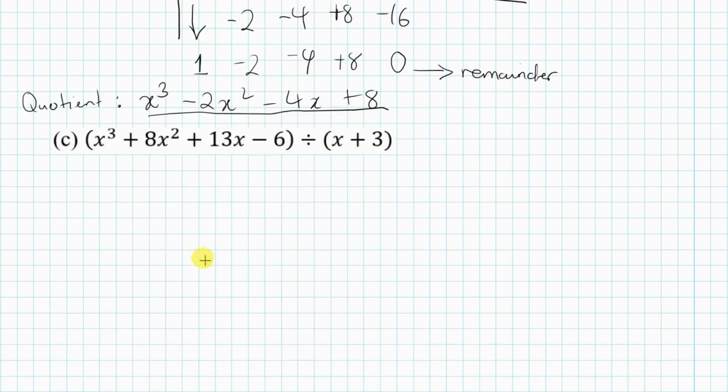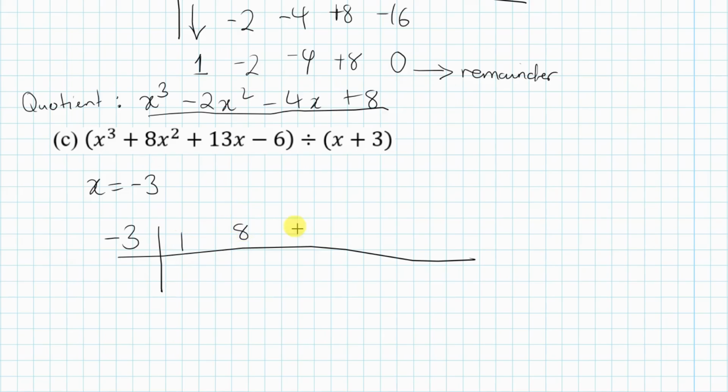Now let's move on to the third one. We know that x is going to be equated to negative 3, and so we're going to use it in our synthetic division. Then the coefficients are 1, 8, 13, and negative 6. So you bring down the 1 again and then you multiply. Negative 3 by 1 is going to be negative 3. 8 minus 3 is going to be 5.